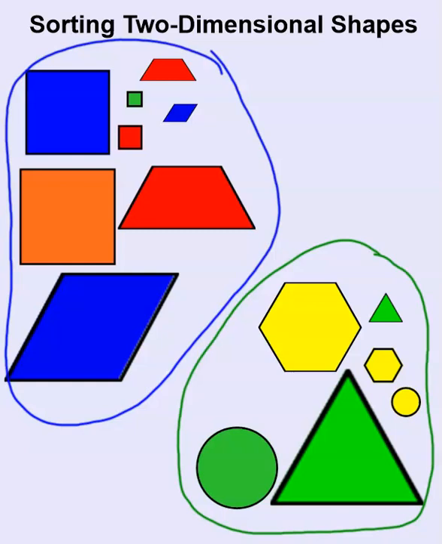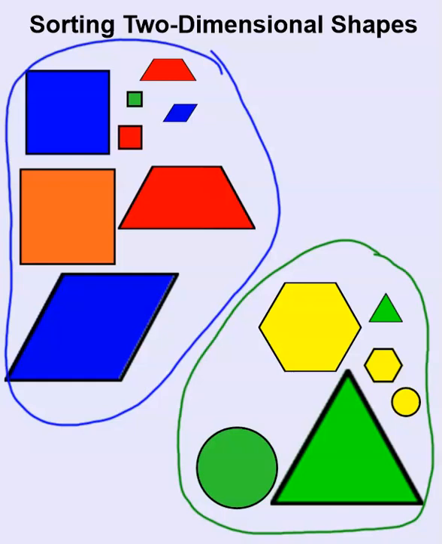I want you to look carefully at this first group that's circled in blue. They don't all have the same color, do they? There are different shapes. I'm noticing that we have a square. We also have a trapezoid and a rhombus. What do they have in common? How are they alike?